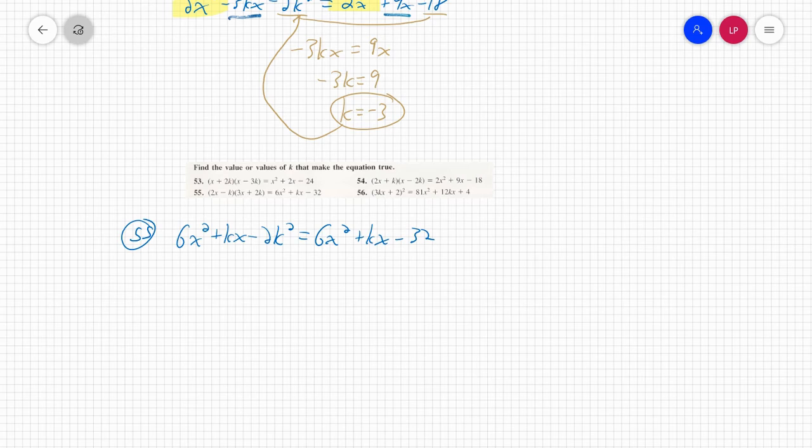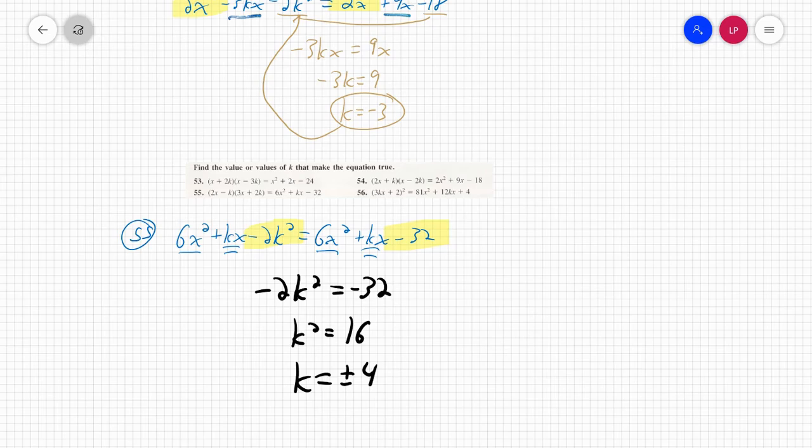Well, the interesting thing about this is that both sides are equal in this part here. Both sides are equal in this part here. And we want to make them equal in this part here. And we want to make them equal by setting those two parts, the parts that don't have an x in them, equal to each other. So negative 2k squared has to be equal to negative 32, or k squared has to be equal to 16, which means that k could be equal to positive or negative 4.